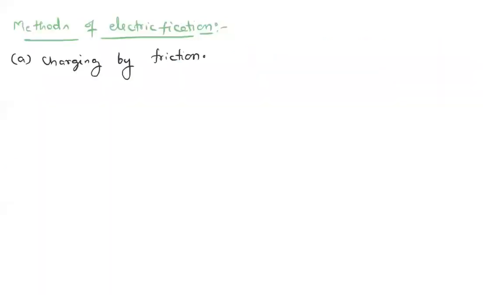Okay, let me continue. The methods of electrification. What are the different methods? The first method we can call charging by friction. What is meant by charging by friction? Friction is nothing but, suppose you take two bodies and rub them together. In lower classes you have learned that a glass rod is rubbed with a silk cloth.